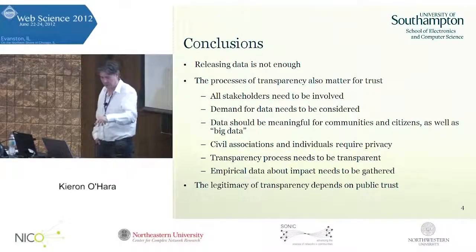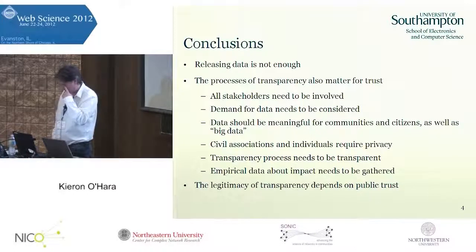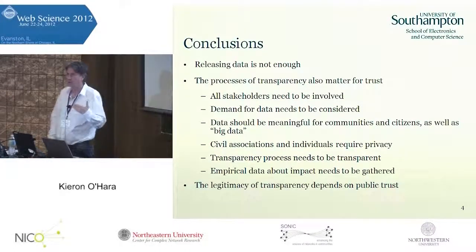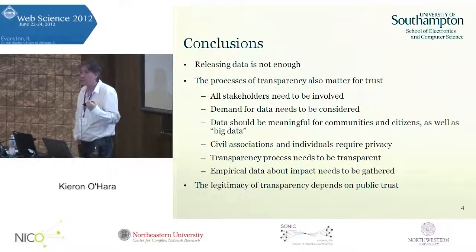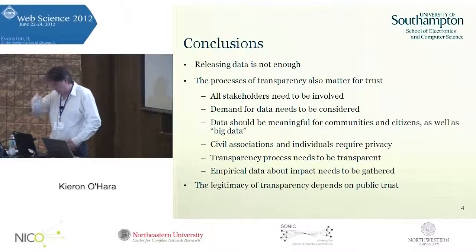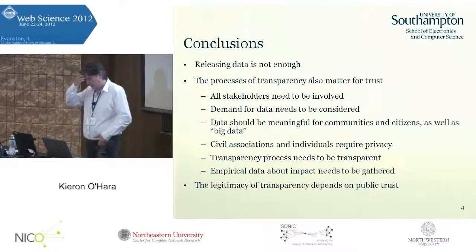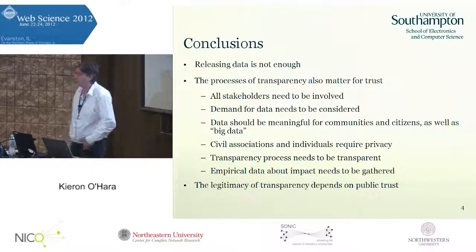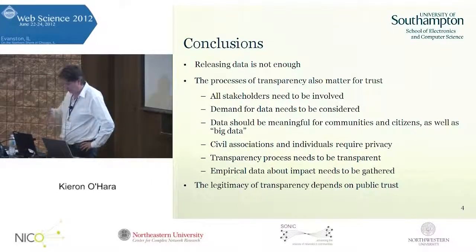And there's a sort of little summarized list of them. It's a very multi-stakeholder decision-making process. In particular, you must consult the people who are demanding the data. Data have got to be meaningful for anyone who wants the data, in particular communities and citizens. It's not just the data that the big data corporations are after. I don't need to labour the point, given the keynote that follows this panel, that civil associations and individuals require privacy in a world where there's lots of data about.